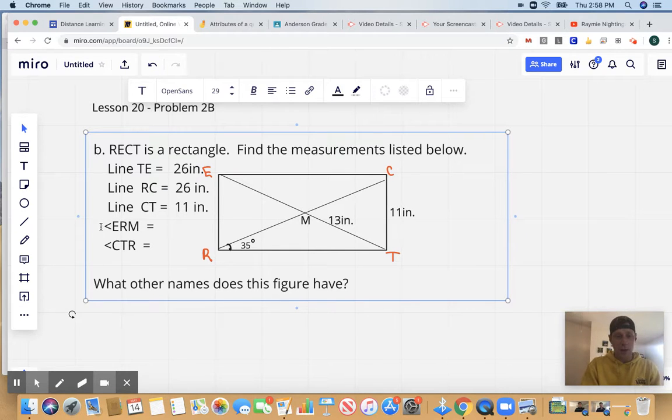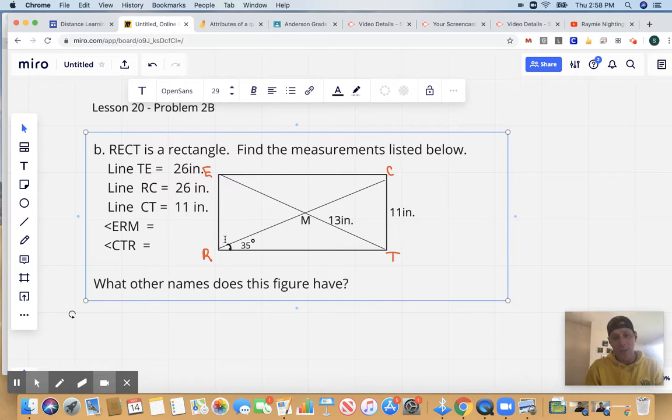This little arrow sign here means angle. So let's find angle ERM. Here's E, here's R, and here's M. ERM. Well, we know that ERT would be 90 degrees, right? Because that's a 90-degree angle. Those are the easiest for us to spot. And we know that this little part of ERT is 35.